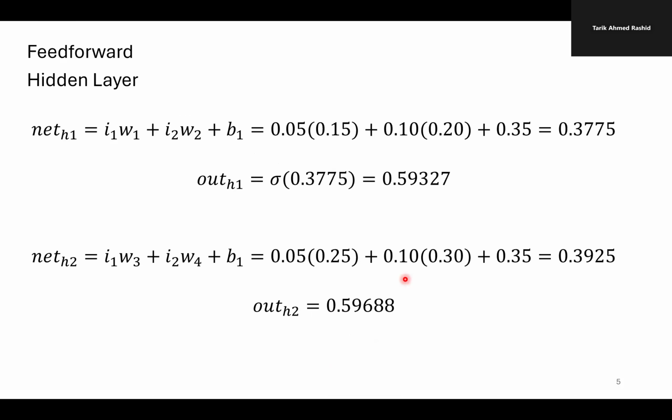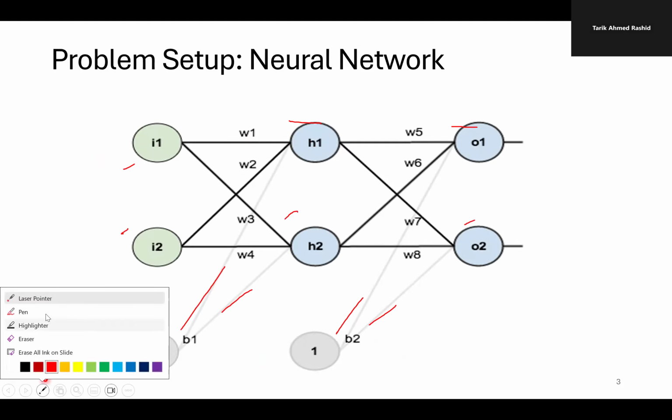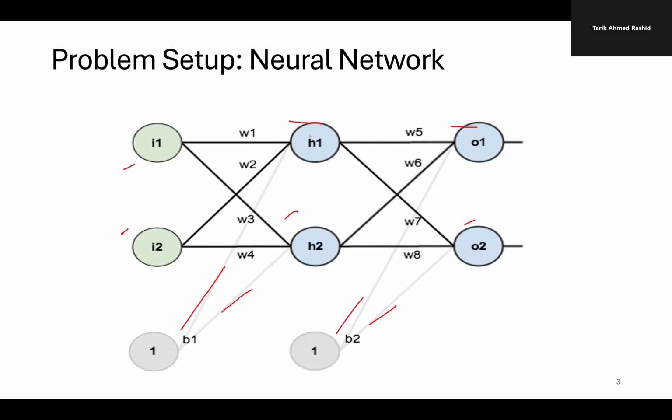Now, feed forward in the hidden layer. So it is the sum of inputs multiplied by their connection weights. I1 multiplied by W1 for this network, to find the net of this neuron. So I1 is multiplied by its weight connection and I2 is multiplied by its weight connection, and we find this one. For this other neuron, I1 is multiplied by this and I2 is multiplied by this weight connection, and we find this one.